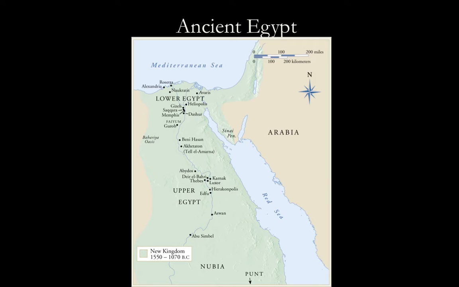Ancient Egypt was divided into Lower Egypt and Upper Egypt, two separate kingdoms. Confusingly, Lower Egypt is geographically higher on the map, but Lower Egypt is the area where the delta is, which is how you can remember it.